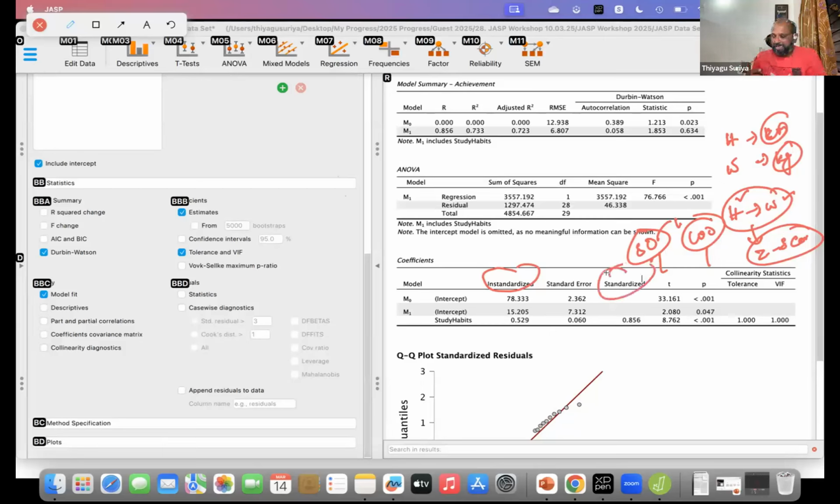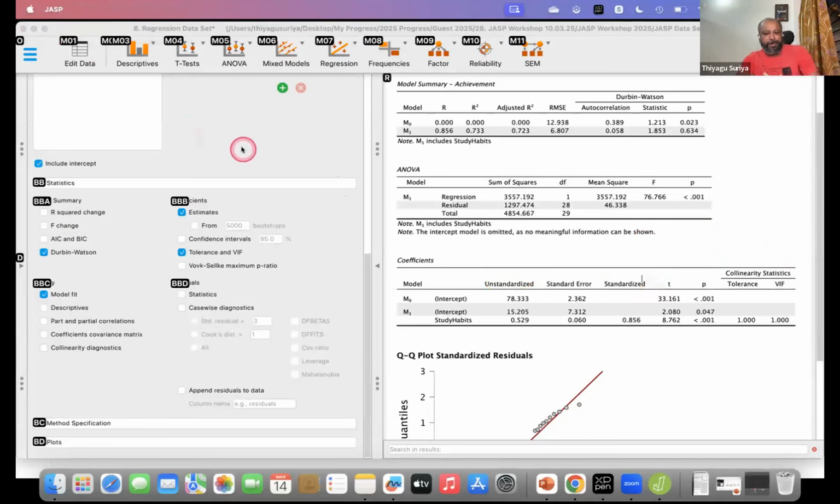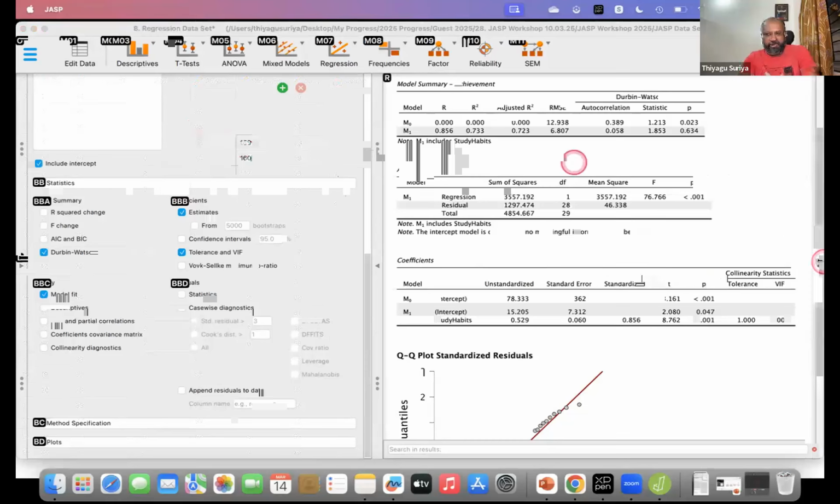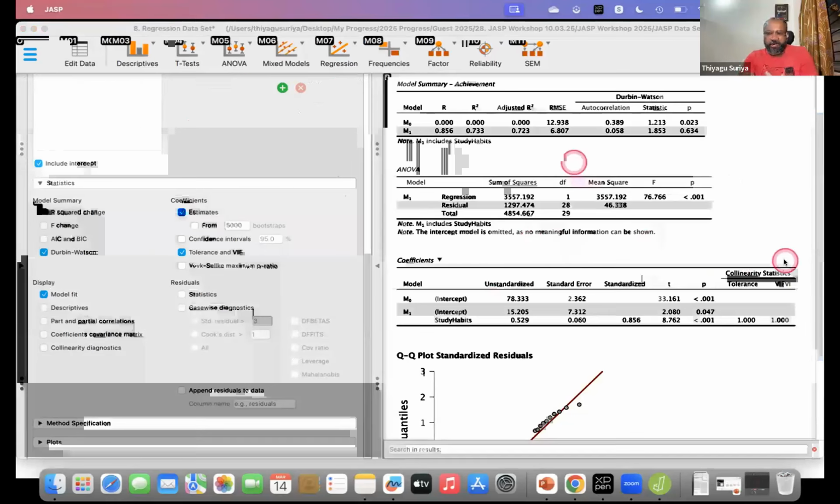You got it? Standardized means if the units are the same, then you can go standardized. But in this case, I'm using different score patterns, right? Therefore, we can go with unstandardized. So you understood the purpose of unstandardized? Yes, sir. Fine.